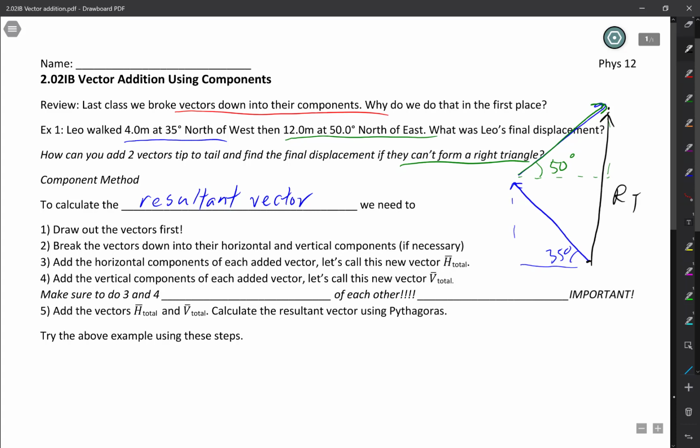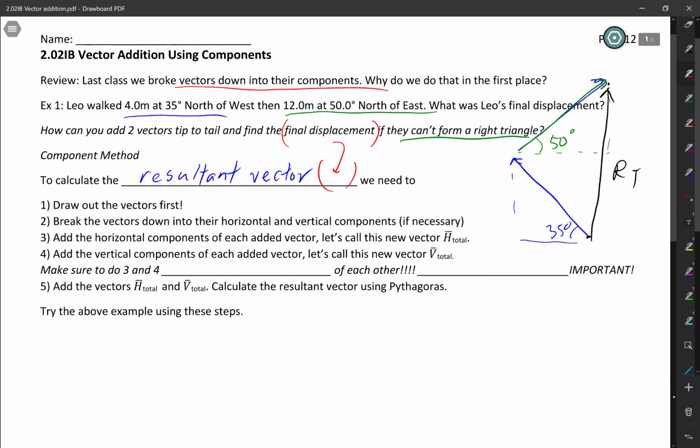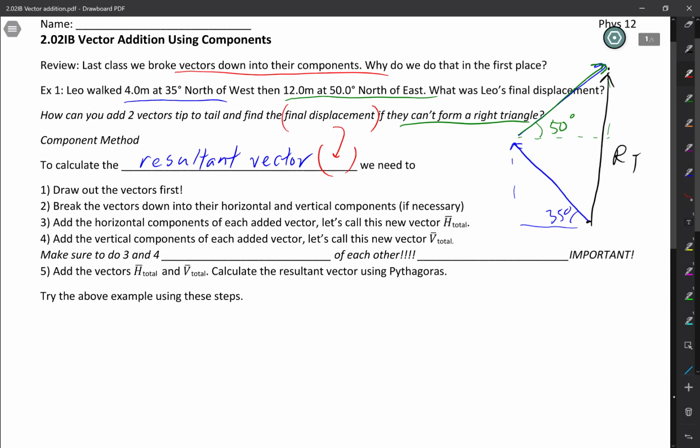In the question before, the resultant vector would be the final displacement. If you had added Leo's two displacements together, that would be his resultant vector. Below, I have a list of steps you can follow to calculate the resultant vector using the component method.